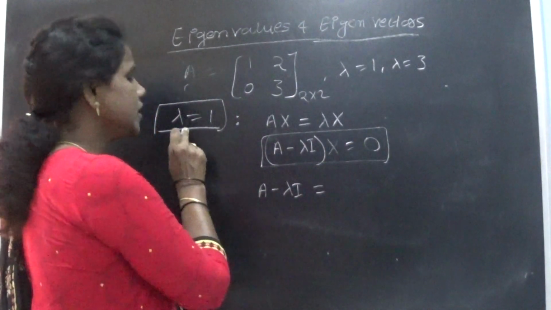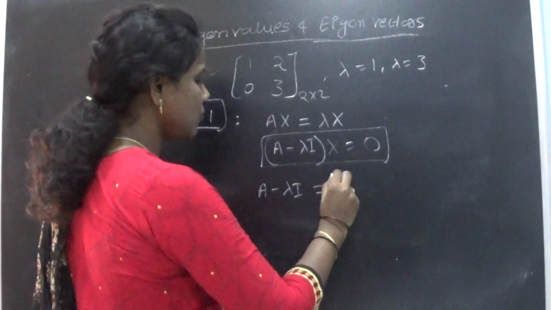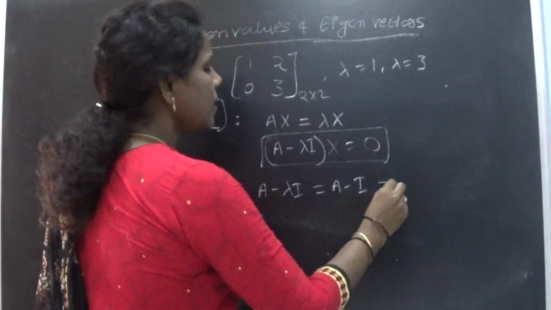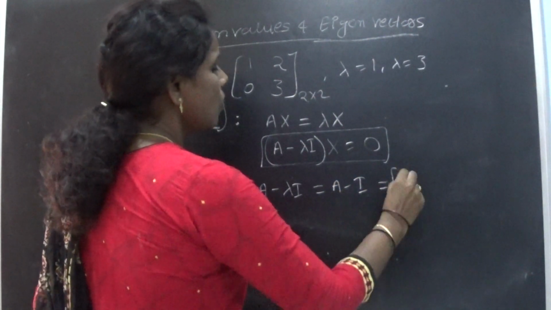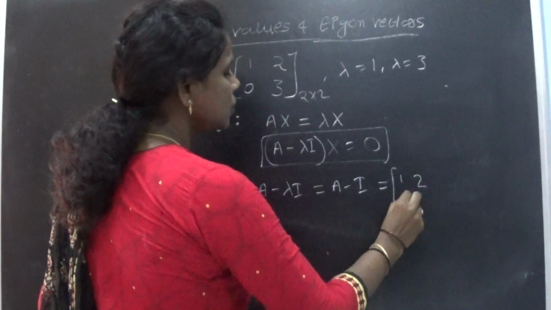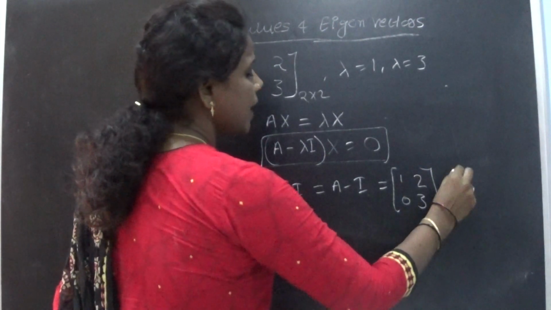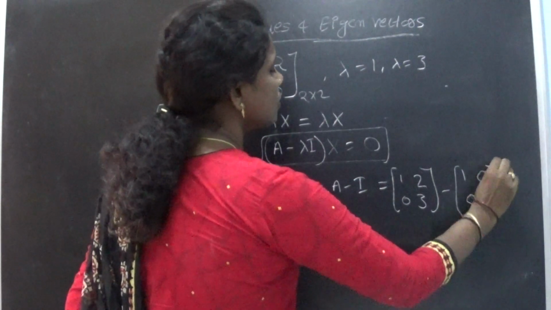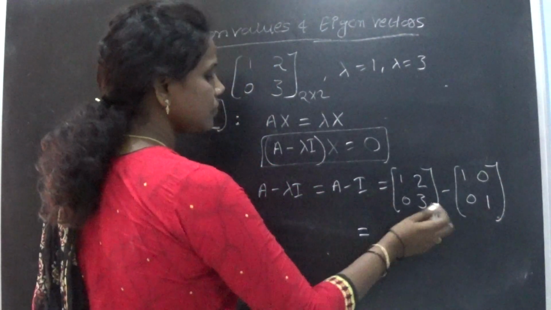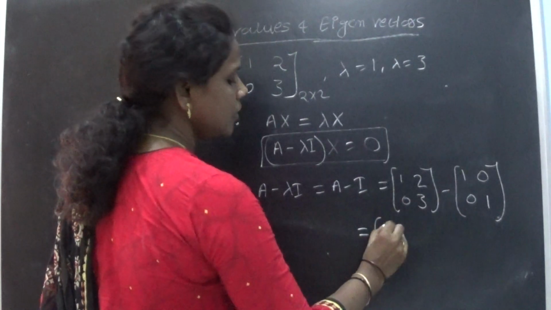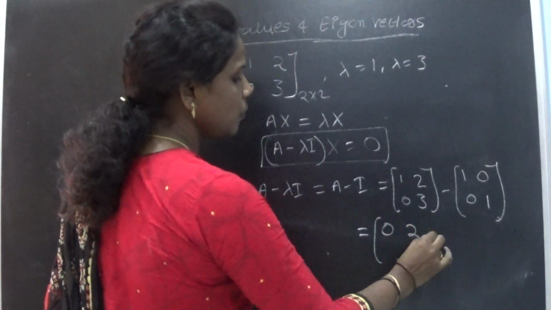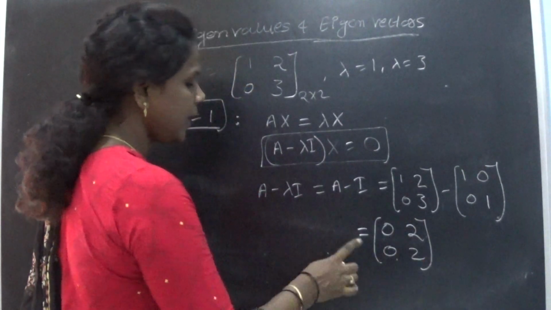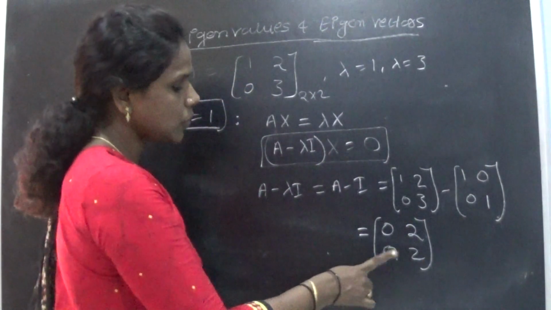We know lambda is 1, put 1 here: A minus I. What is our given A? A is 1 2 0 3, minus I. What is I? I is 1 0 0 1. So then it will be 0 2 0 2. So our A minus lambda I is 0 2 0 2.